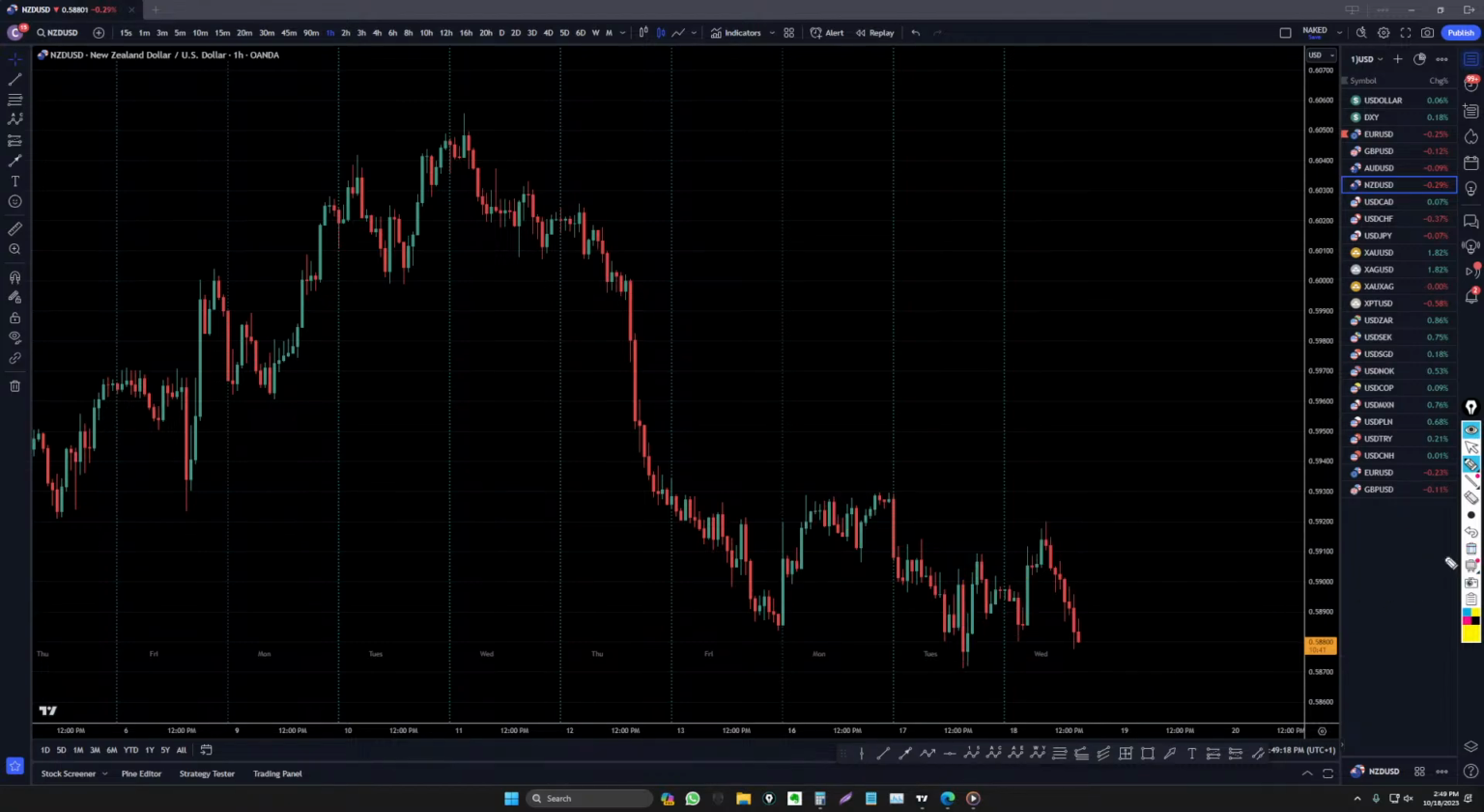So definitely still looking for shorts unless price does this. If price does that, I will definitely become a buyer. But until that happens, I am for sure still a seller in the market, 100%.